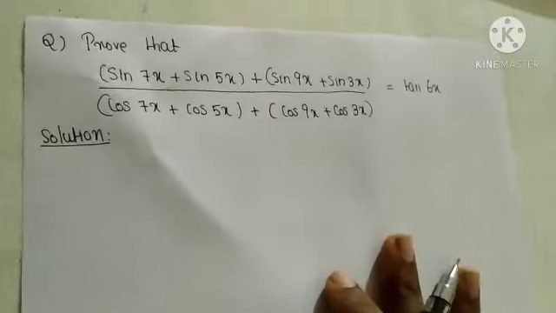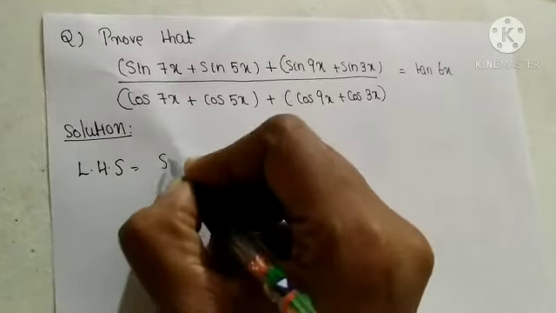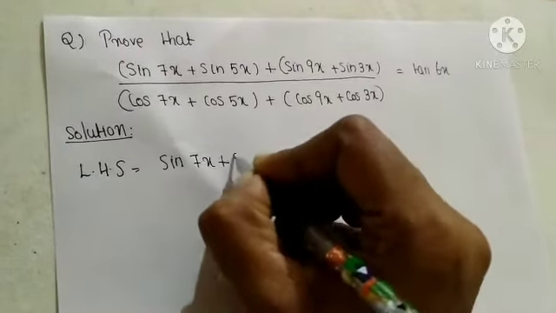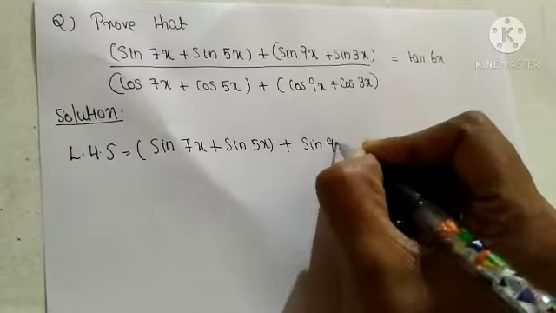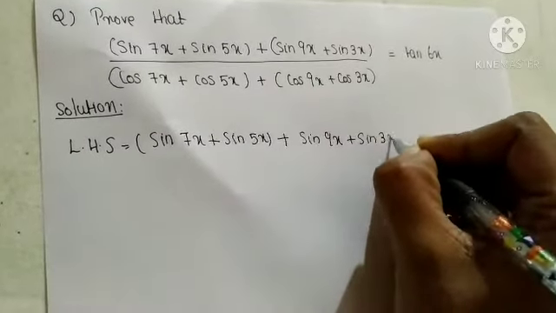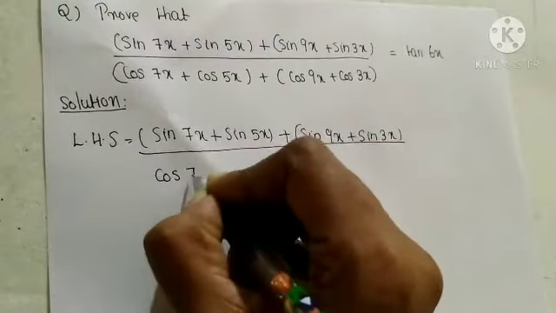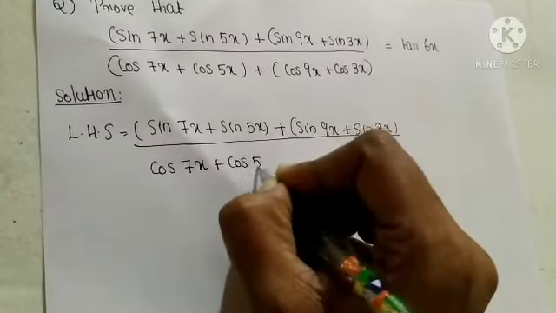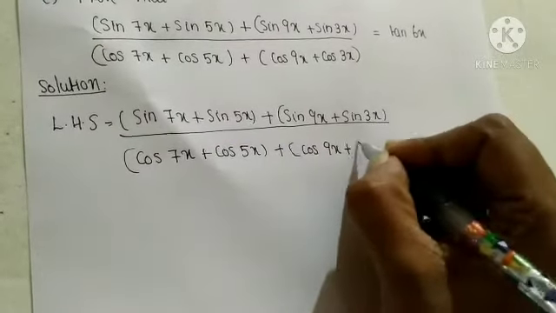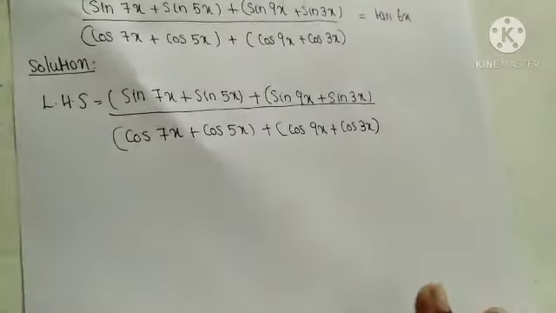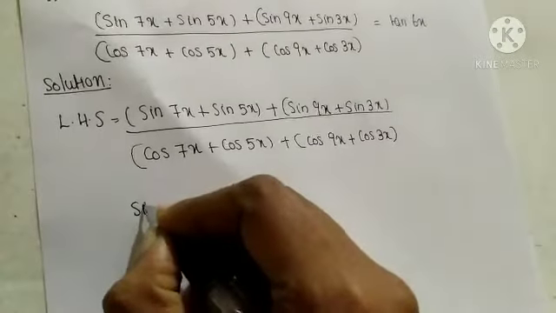Okay, so let's start the solution of this question, starting with LHS, and our LHS is sin 7x plus sin 5x plus sin 9x plus sin 3x, whole divided by cos 7x plus cos 5x plus cos 9x plus cos 3x. Okay, so here the numerator is in the form of one of the identities, sin x plus sin y.